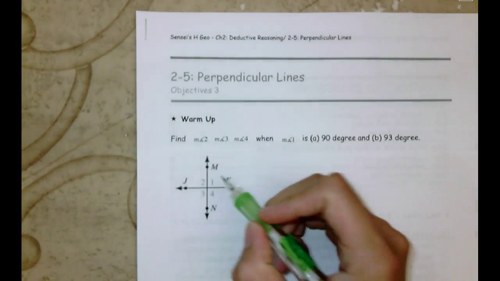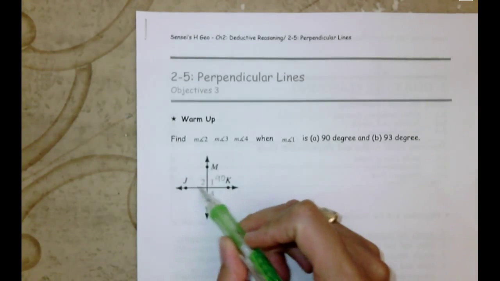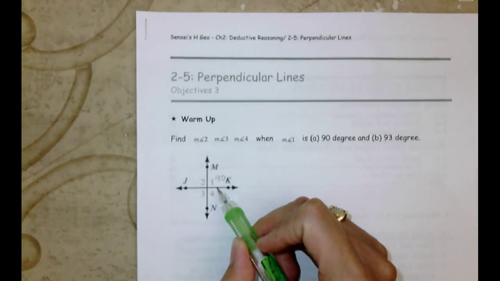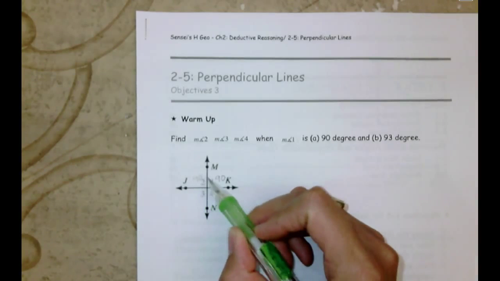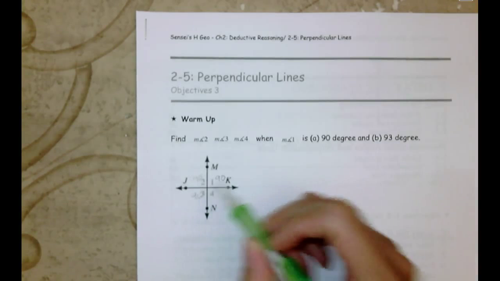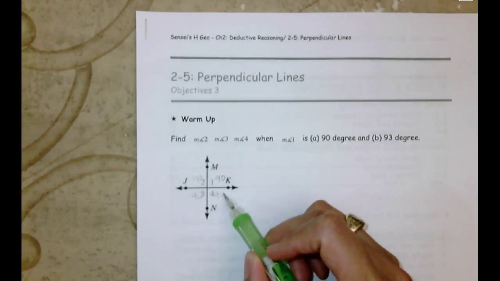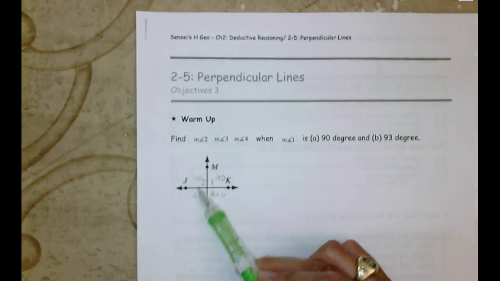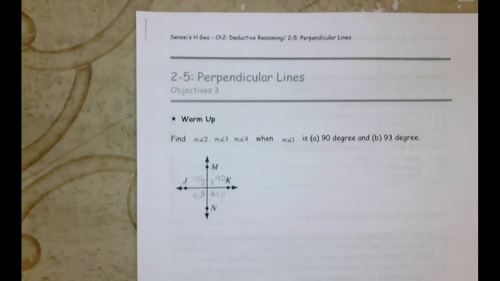Okay, so when this is 90, these are a linear pair, right? You just learned that, so this has to be 90. These are a linear pair, so this has to be 90. These are a linear pair, so this has to be 90. So if one is 90, then you know that they are all 90.